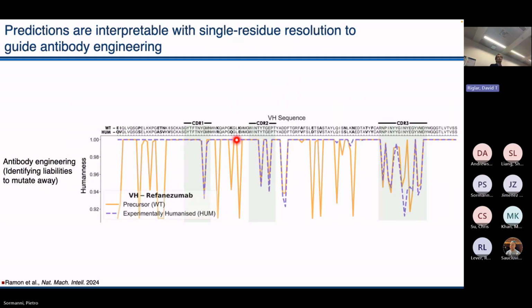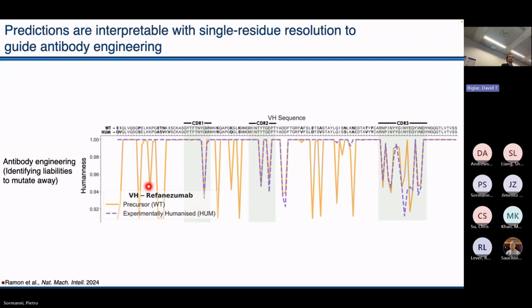The other thing this method does, which is very useful for engineering, is that it offers single residue resolution. So it doesn't just give you a score for the whole sequence, but you can also get this profile. This example is a mouse antibody in orange, which is a precursor to a clinically approved antibody that has been experimentally humanized, which is in purple.